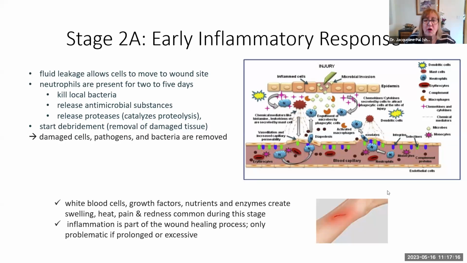Okay. So at this point, when we look at the wound in early inflammation, we can see that it's swollen, it's warm, it's red, it can be painful. That's all related to all these chemical mediators that were released.